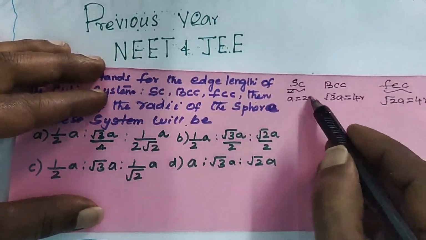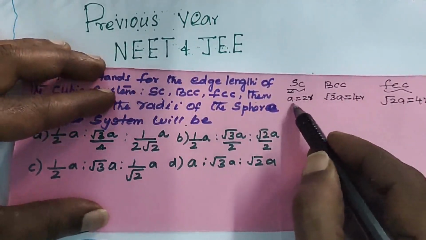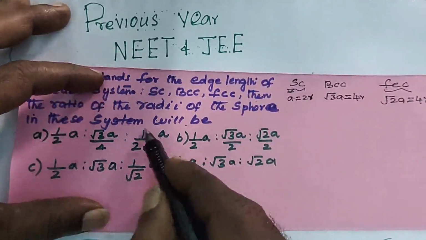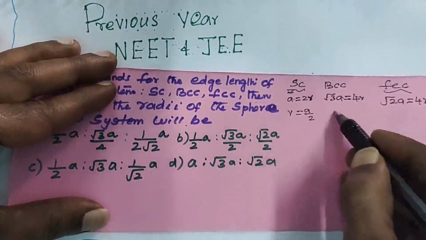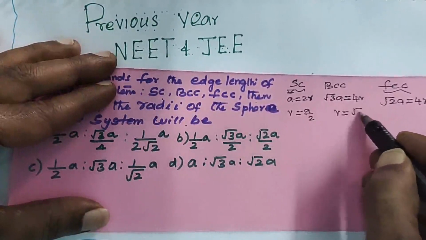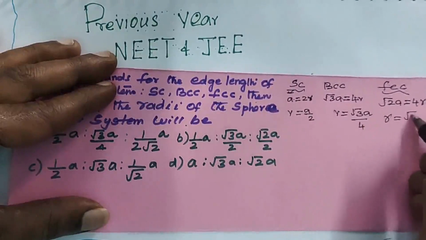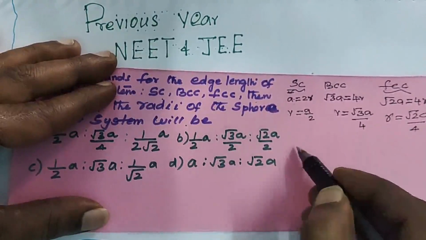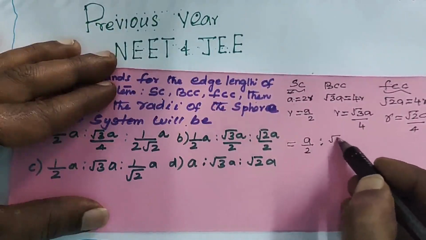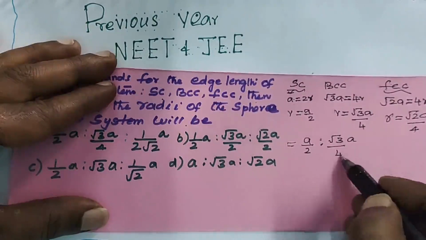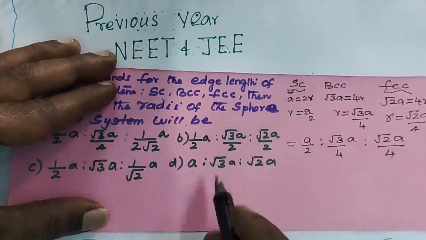These values were already discussed in the previous class, so remember them. So here, the radius of the sphere ratio. Here r is equal to a by 2. Here r is equal to root 3 a by 4. Here r is equal to root 2 a by 4. Then the ratio is a by 2 is to root 3 a by 4 is to root 2 a by 4. None of the answers is like this.